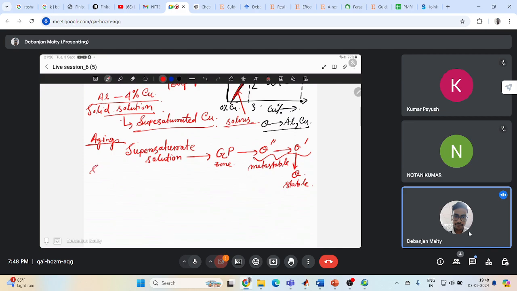Okay, so strain associated with GP zone is very high. What else should I mention over here, at least to remember, is when the maximum hardness, the maximum strength will happen.